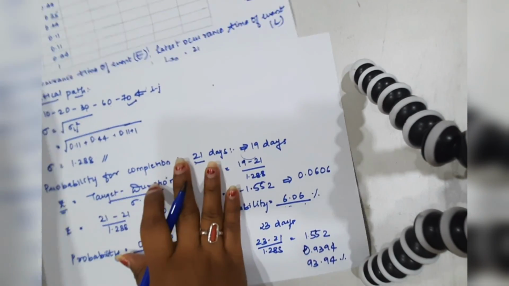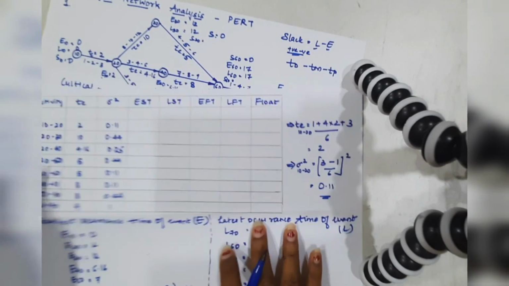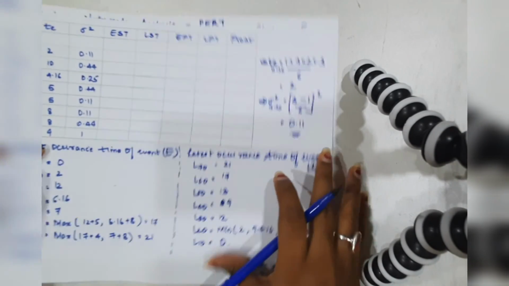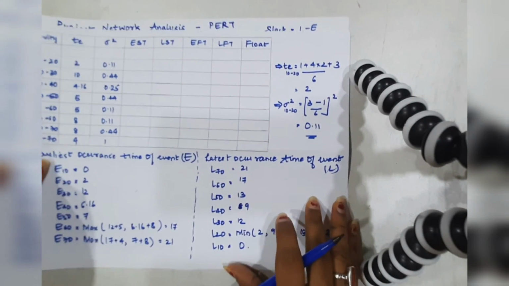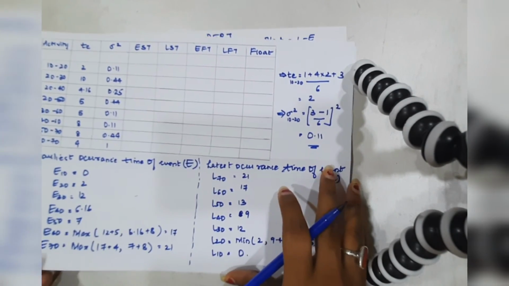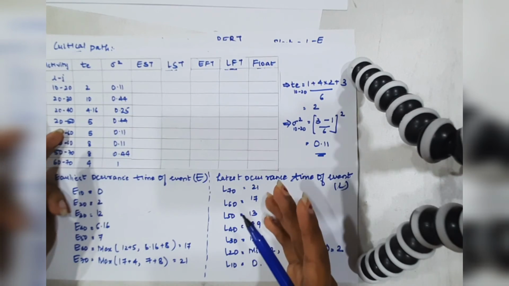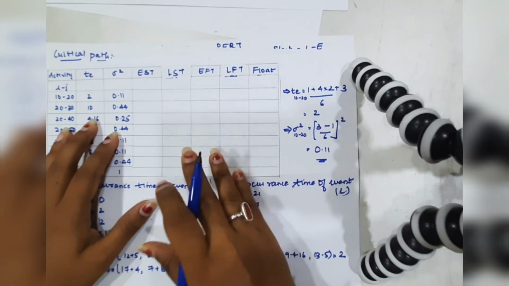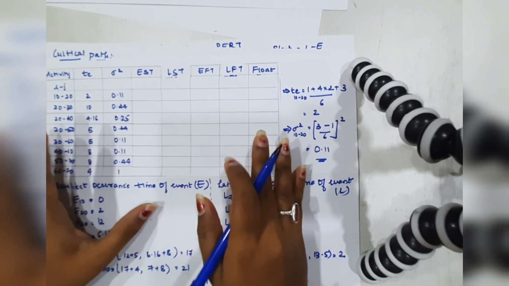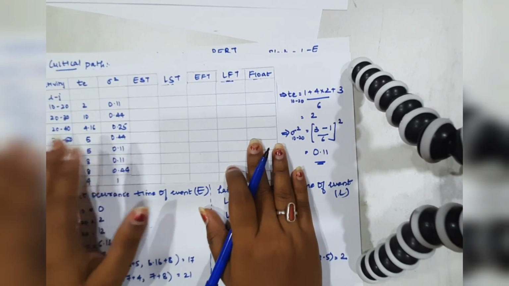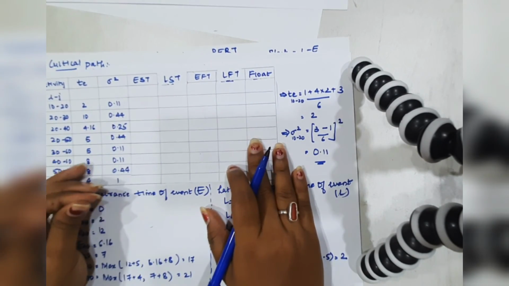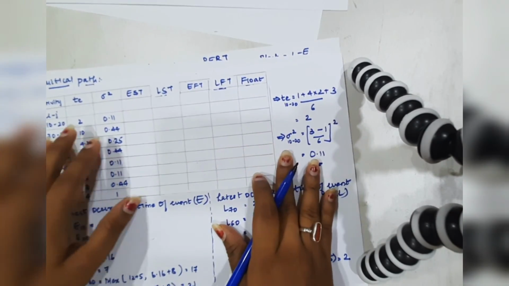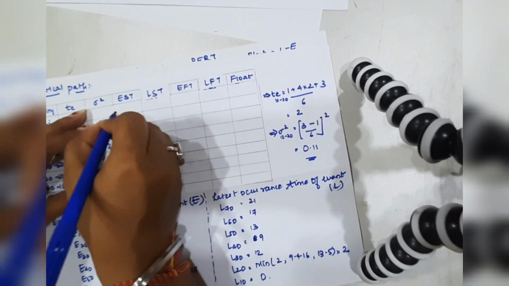The only part remaining is EST, LST, EFT and LFT, which we have already seen in the CPM diagram numerical. So now we are going to rush it up. Now that we are done calculating the probability, we will move on to calculate EST, LST, EFT, LFT and float. The formulas we used in the critical path method numerical video, we are going to use the same ones. Let me just mention all the formulas which we are going to use here.